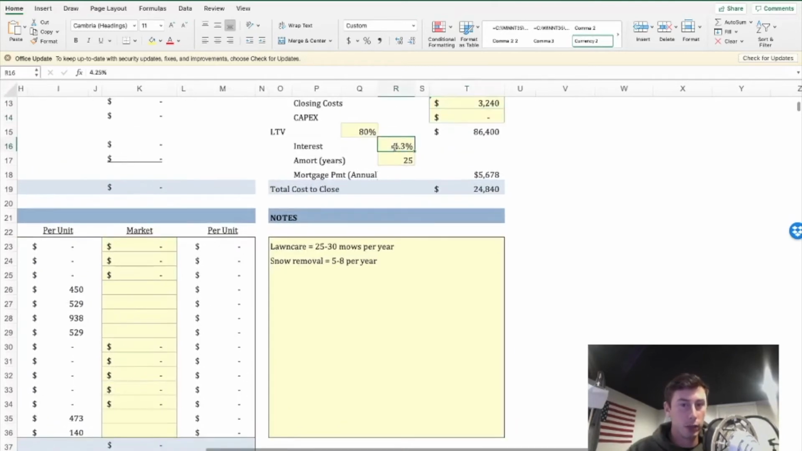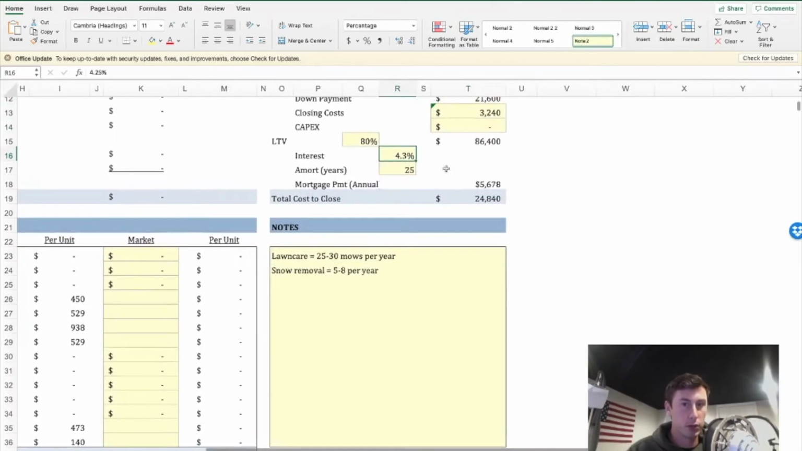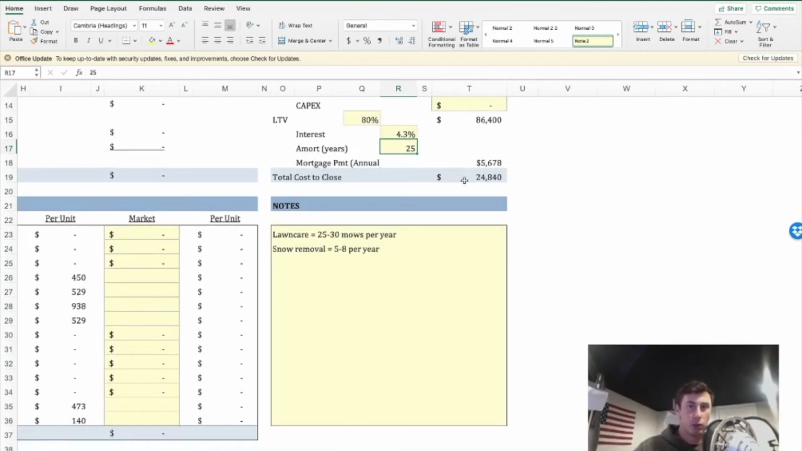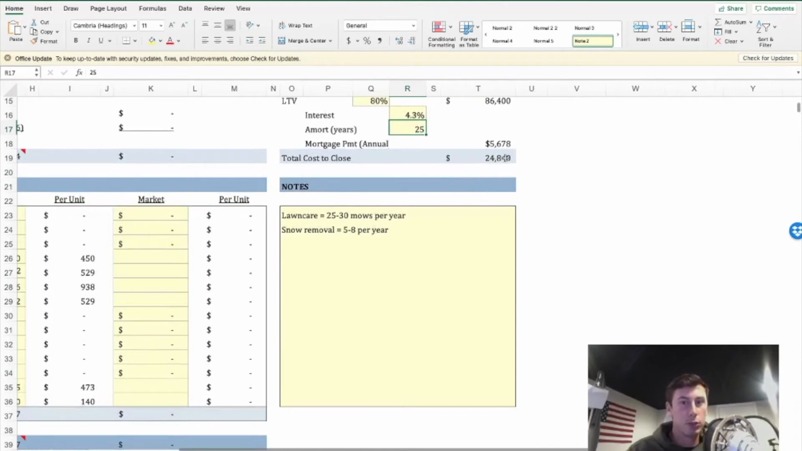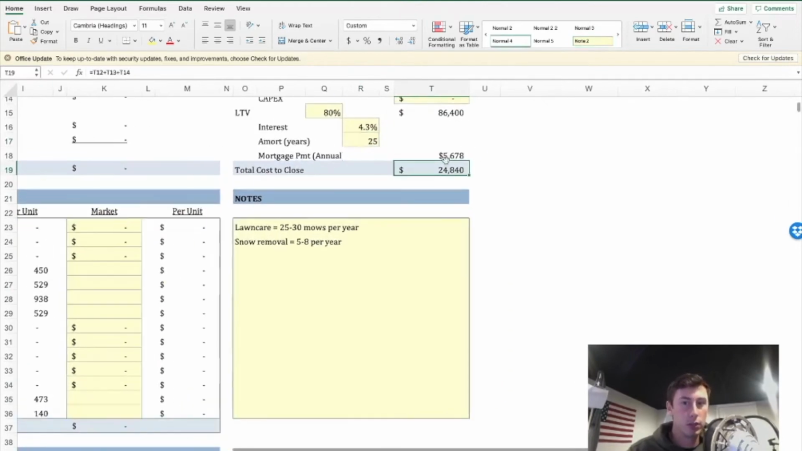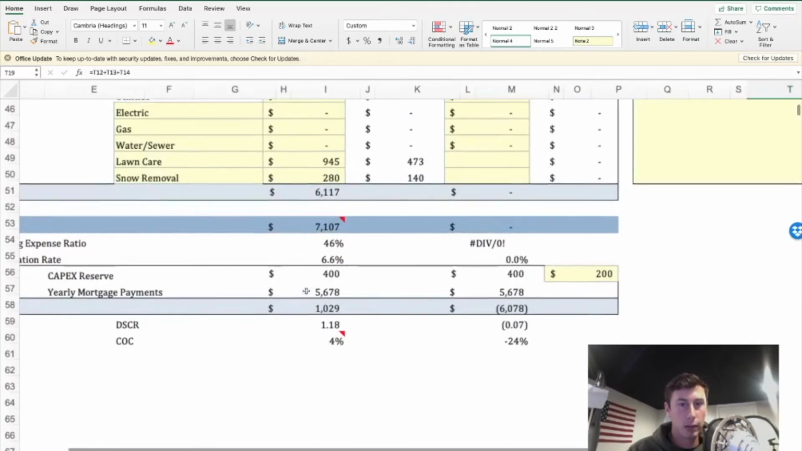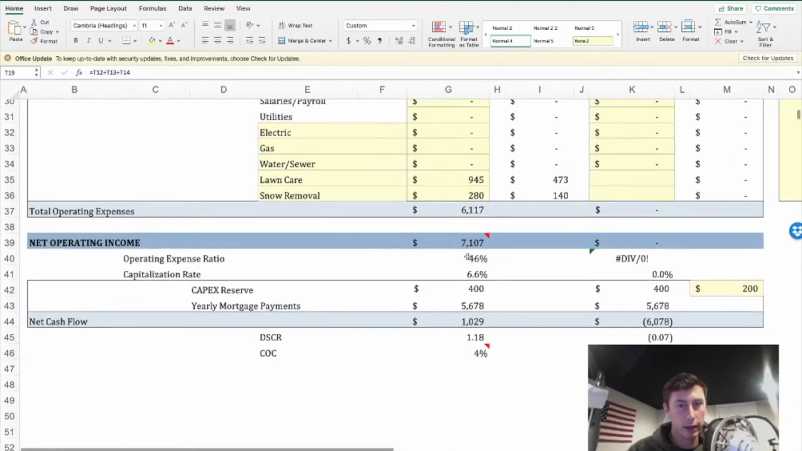My bank told me the interest rate's going to be at 4.3%, and we're going to amortize it for 25 years, meaning the length of the loan is going to be 25 years. So the cash that we need at closing is this number right here, $24,840. So let's go back down to the bottom of the spreadsheet and look at what we got.